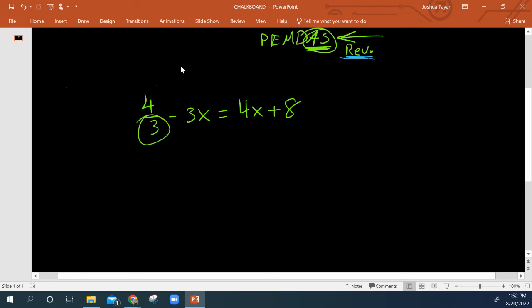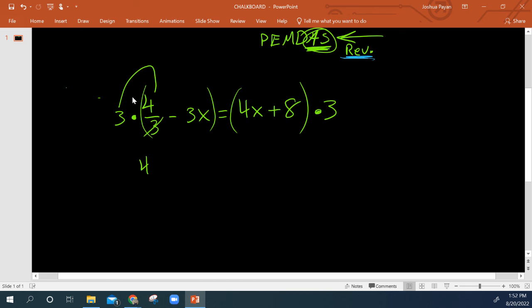Okay, once again, we've got a fraction here. Don't want it, right? How do I get rid of this denominator so that it's just a 4 and I don't have fractions anymore? Well, duh, I do the inverse of dividing by 3, right? So I'm going to multiply by 3. But I have to multiply everything by that 3. Otherwise, this is not algebraically sound and the equation becomes unbalanced. Okay? So 3 times 4 over 3, well, that's going to cancel that 3 out. That leaves us with just 4. 3 times negative 3x, that's minus 9x, equals 12x plus 24.